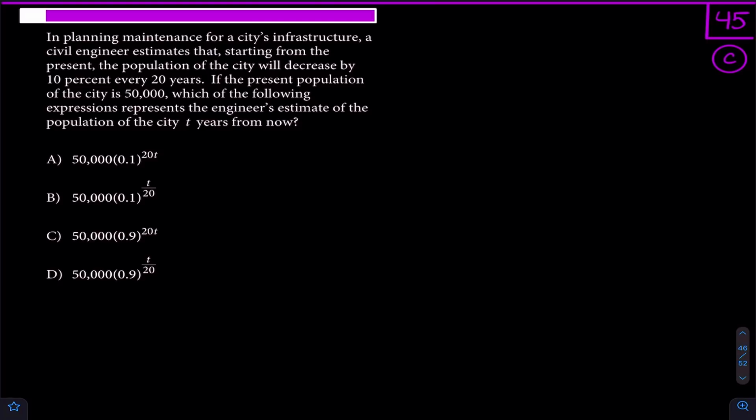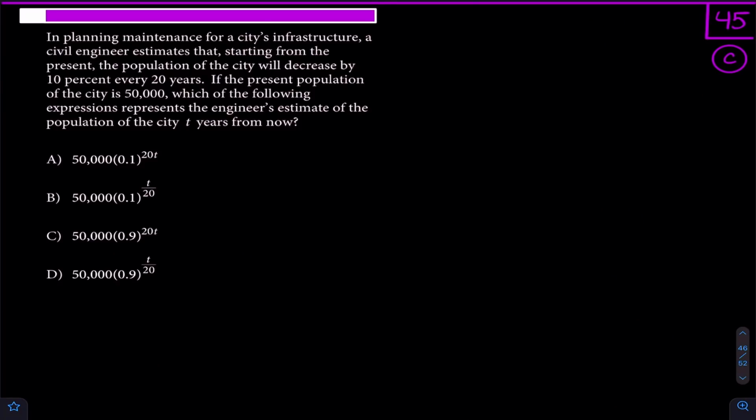All right, so this problem says, in planning maintenance for a city's infrastructure, a civil engineer estimates that starting from the present, the population of the city will decrease by 10% every 20 years. So first off, you see this decrease by 10% every 20 years. You might look at your answers too. We're going to be making an exponential function here. That's exactly what we're going to be doing.